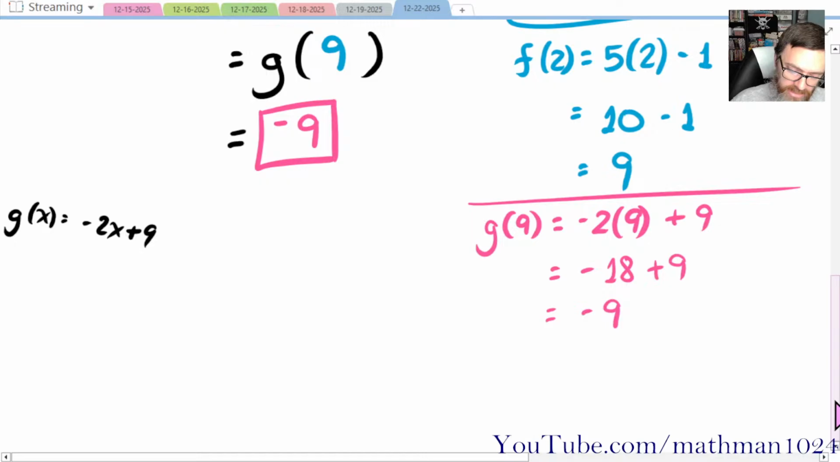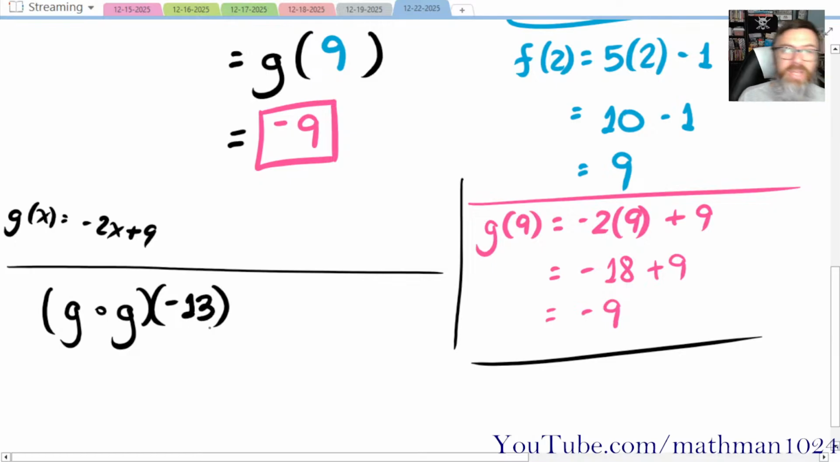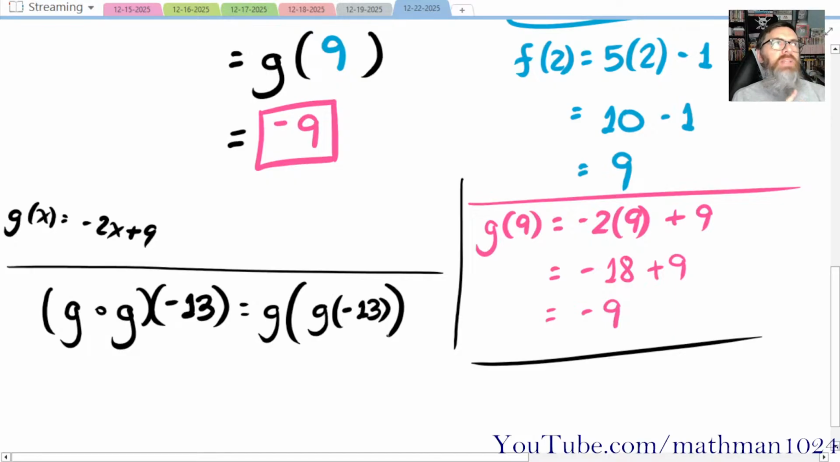You know what? Let's see what happens, because you might see notation that looks like this. If you have to do g of g of -13. So basically you're taking g, you're going to evaluate -13 into g, and then you'll have to take that result and plug it back into g. So it's nested inside of itself. It's very similar to if you had the square root of a square root.